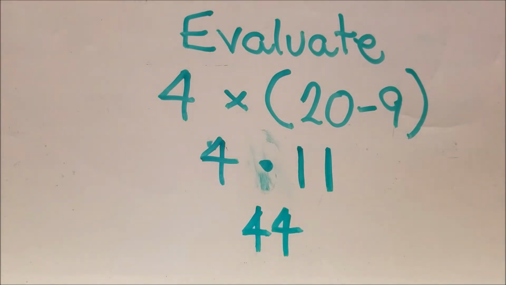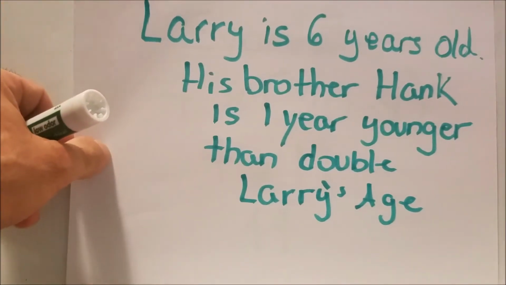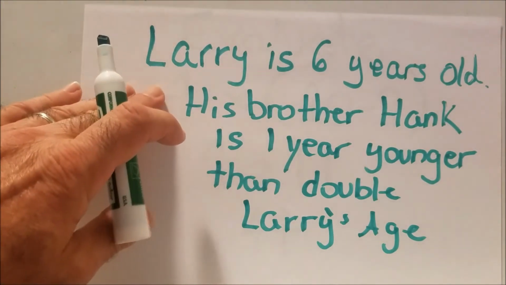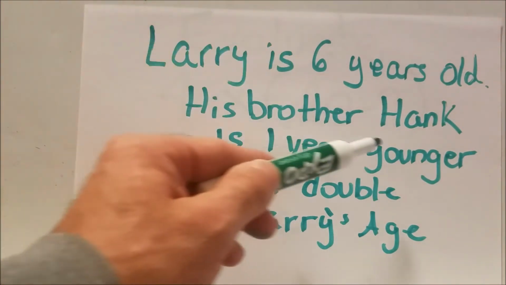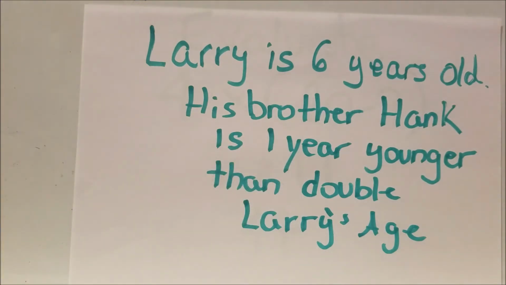So let's do some word problems with that. Okay, here's our word problem. Let's read it. Larry is 6 years old, so we know that. His brother Hank is 1 year younger than double Larry's age. Write an expression and then tell me what the answer is. Evaluate it.